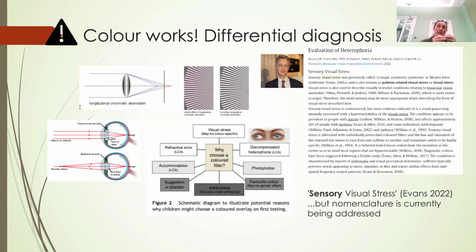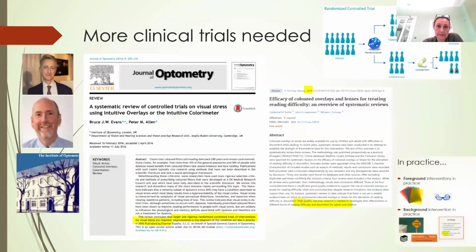We need to get better at defining the people that actually have visual stress down to cortical hyperexcitability. We need to filter out where the other places in the visual system are where colour is helping. And again, it was renamed sensory visual stress by Evans in 2022. But the nomenclature is currently being addressed by both Professor Evans and Wilkins to try and clarify the history and what people mean. They're talking about using different terms, essentially.